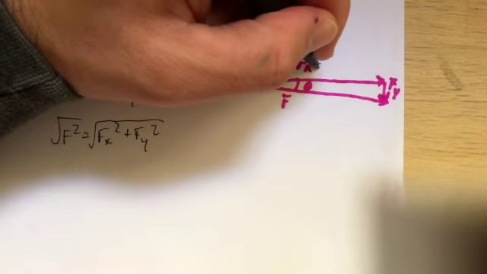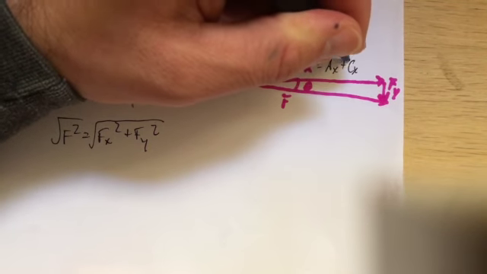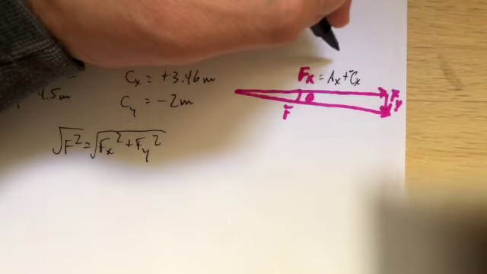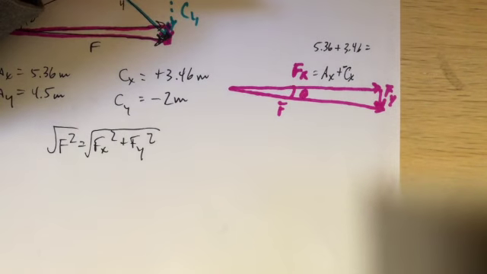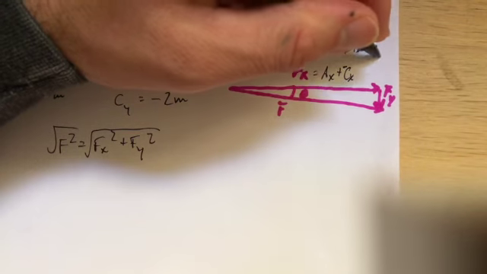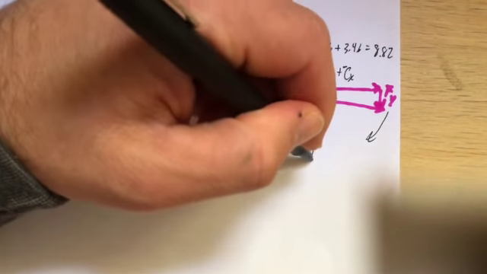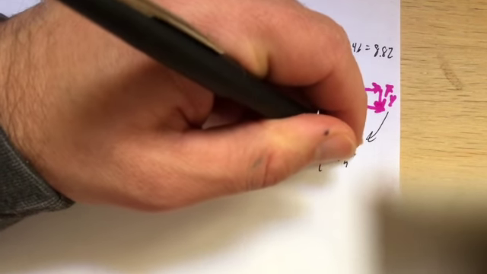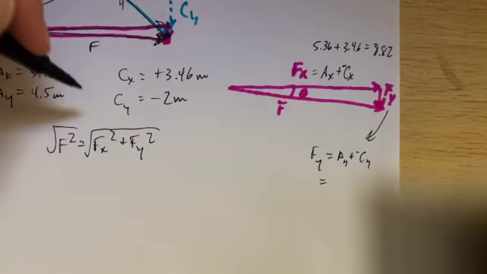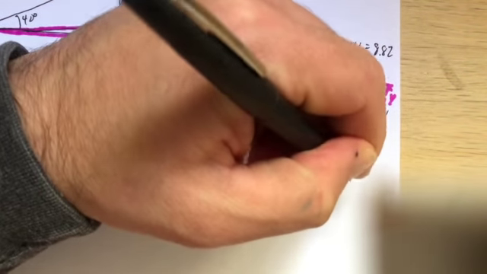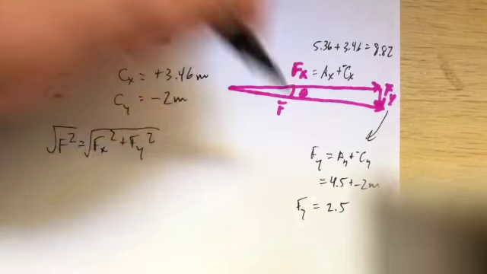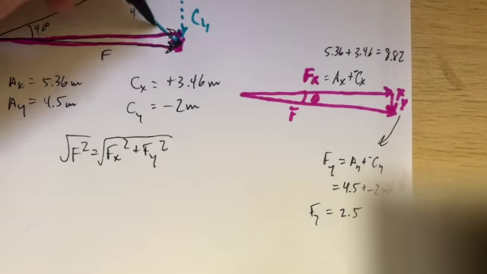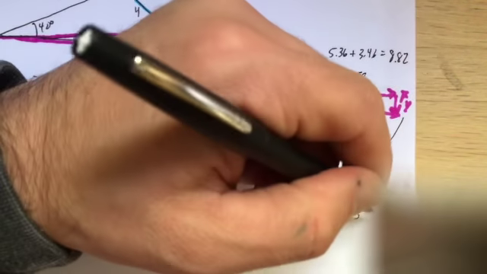But we know that Fx is Ax plus Cx, or negative Cx anyway. And so that's going to be 5.36 plus 3.46, and that's going to equal 8.82. Fy is going to be Ay plus negative Cy, and that's going to be 4.5 plus negative 2, and that's going to be 2.5. Oh, so that's a positive number, so I did draw this wrong. This angle, this blue one should have been like this. I'll draw that at the end when I'm done.